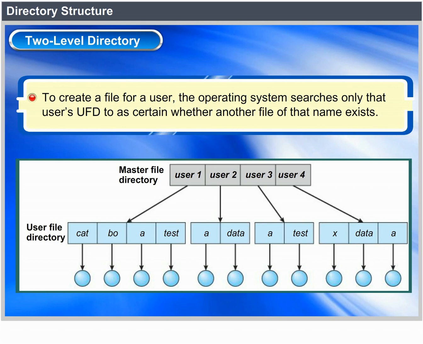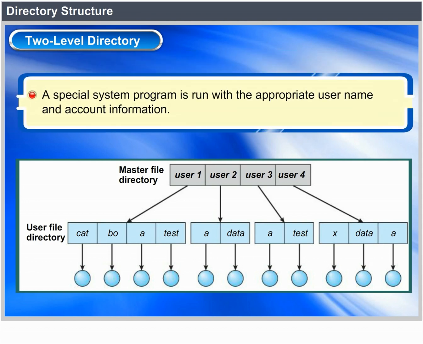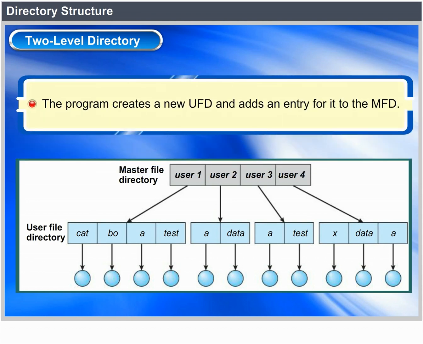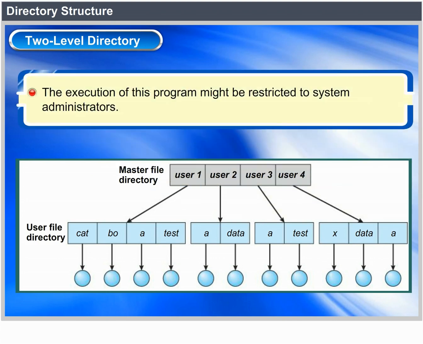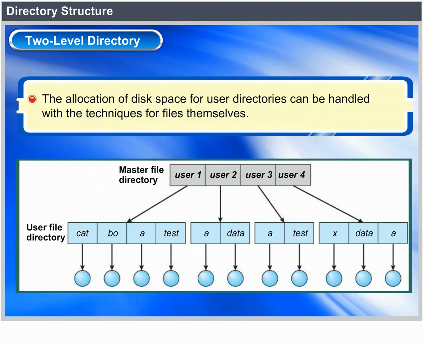The user directories themselves must be created and deleted as necessary. A special system program is run with the appropriate username and account information. The program creates a new UFD and adds an entry for it to the MFD. The execution of this program might be restricted to system administrators. The allocation of disk space for user directories can be handled with the techniques for files themselves.